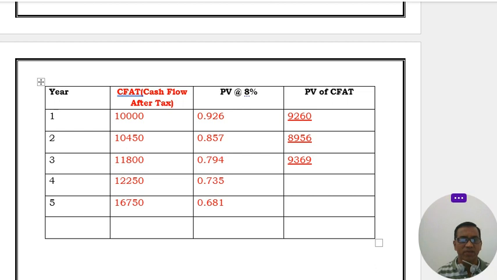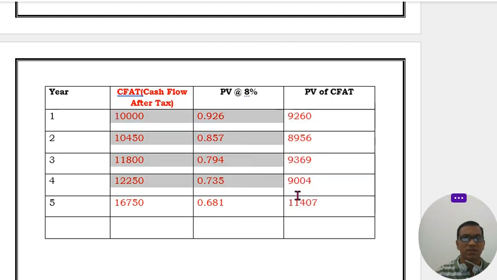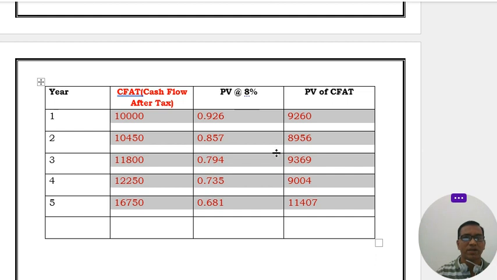Fourth year, 12,250 multiplied with 0.735, that equals 9,004 after round off. Next, fifth year, 16,750 multiplied with 0.681, that equals 11,407 after round off. So these are the values I calculated.